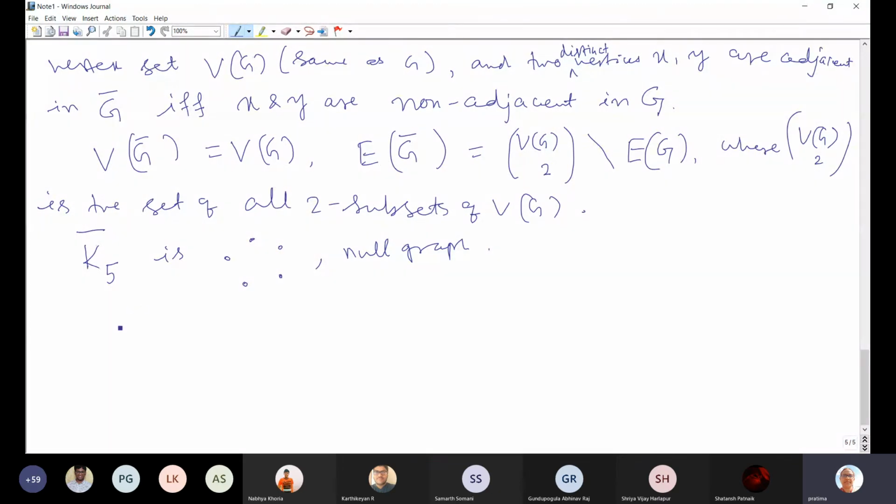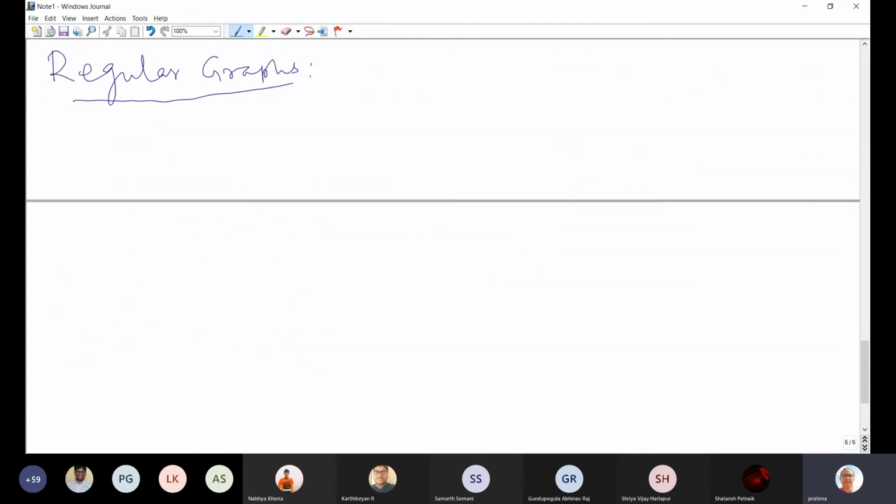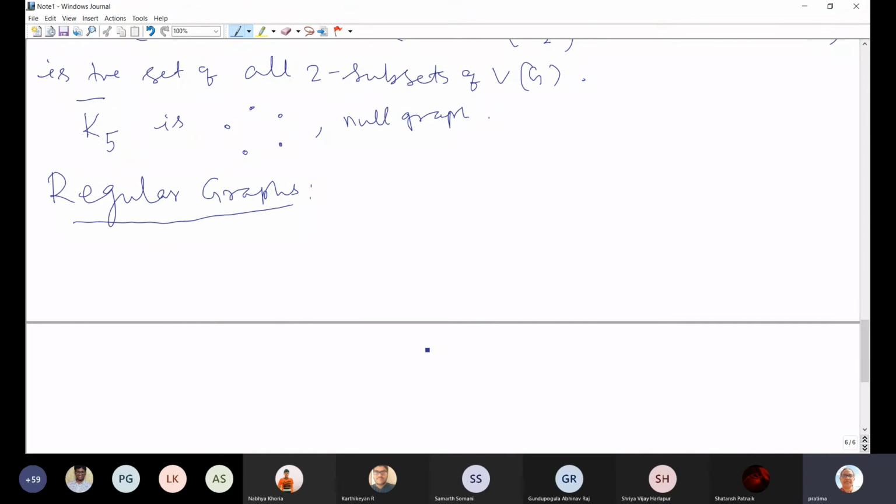Another important class of graphs is the regular graphs. So what are these regular graphs? Regular graphs means the degree of all the vertices will be the same. You know the definition of the degree of a vertex. So we say that a graph is a regular graph, not necessarily a simple graph.